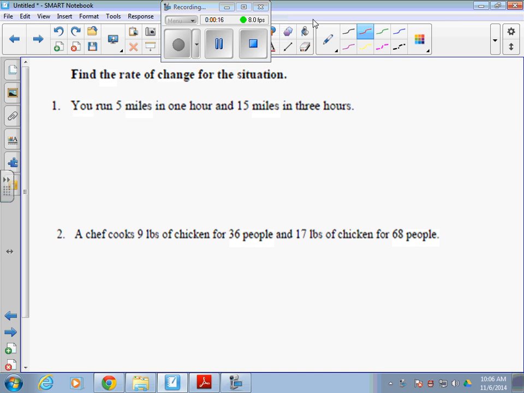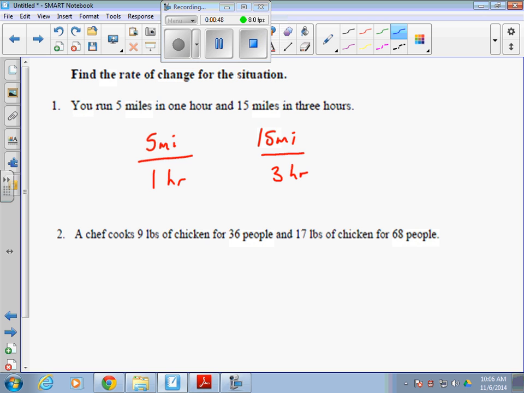It says you run 5 miles in 1 hour and 15 miles in 3 hours. So if you look at this, 5 miles in 1 hour, that's similar to 15 miles in 3 hours. When it asks you for the rate of change, it's asking you for the minimum type of that. What I'm going to do is change this tomorrow. I'm not going to make it this simple.